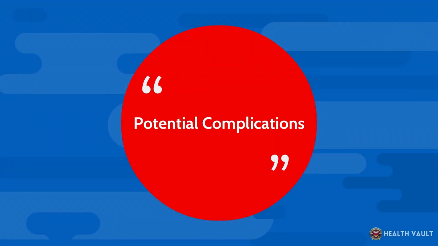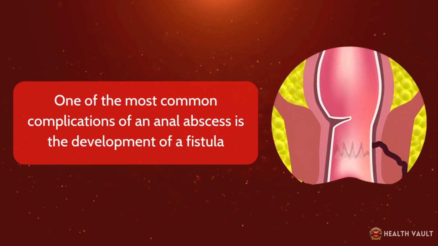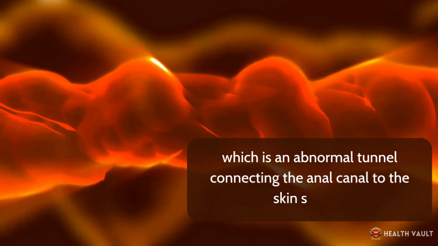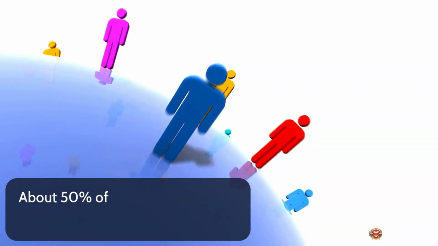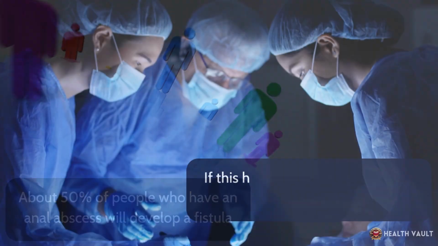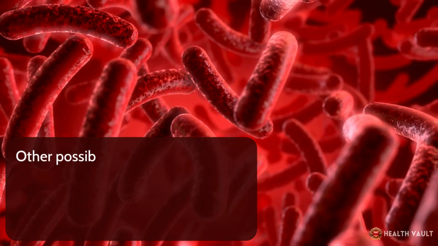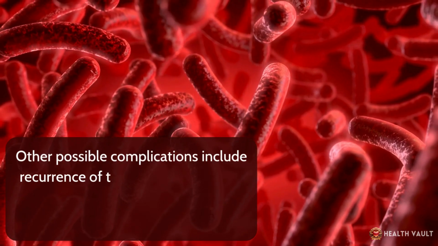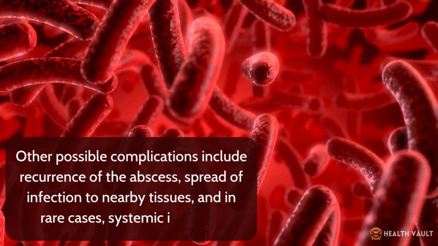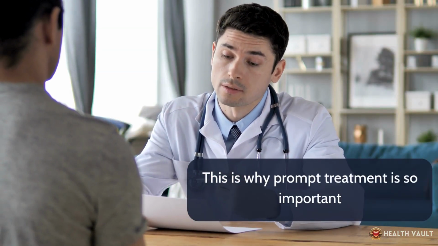Potential complications. One of the most common complications of an anal abscess is the development of a fistula, which is an abnormal tunnel connecting the anal canal to the skin surface. About 50% of people who have an anal abscess will develop a fistula. If this happens, additional surgery might be needed to repair it. Other possible complications include recurrence of the abscess, spread of infection to nearby tissues, and in rare cases, systemic infection. This is why prompt treatment is so important.